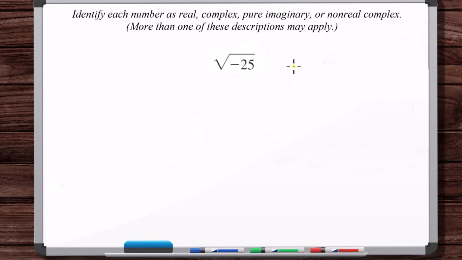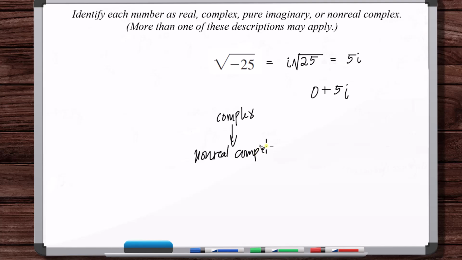Okay, well, this, we know that we can simplify as i root 25. And we can go further. The principal root of 25 is 5, so 5i. And we can write that as 0 plus 5i, so it's a complex number. It's furthermore a non-real complex number, but then it's even more categorized than that. It's pure imaginary.